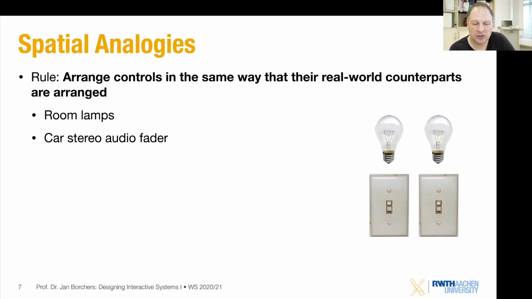So the real-world counterparts, for example, if there are lights in a room, one is in the left part of the room and one is in the right part of the room. And as I walk into the room, there are two light switches next to each other. I want to make the left light switch turn on the left light and the right light switch turn on the right light. That's kind of obvious to do, right? And still, it often isn't done, right?